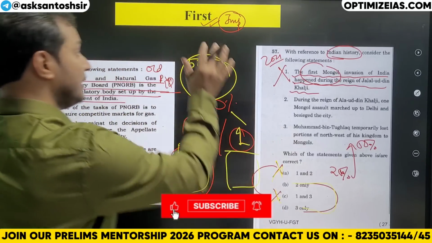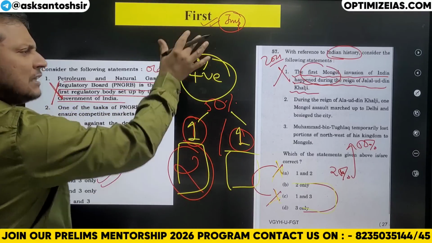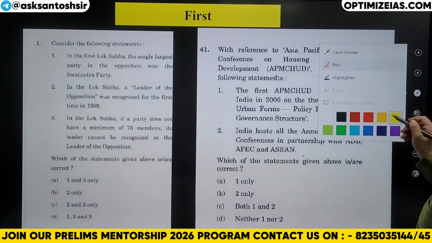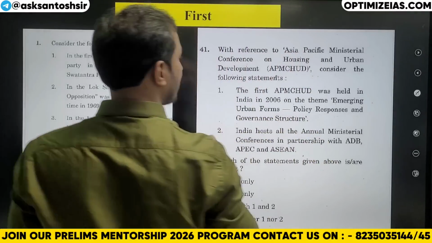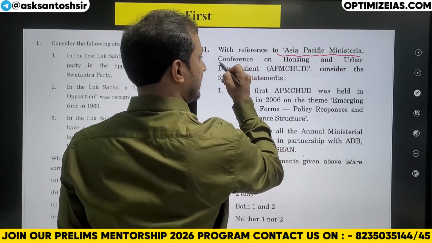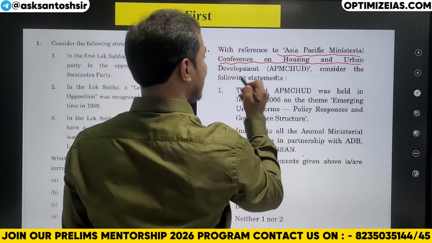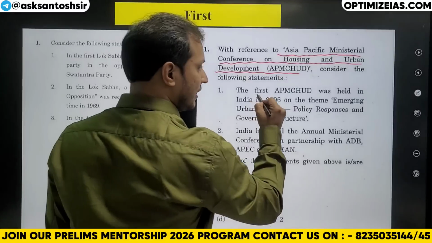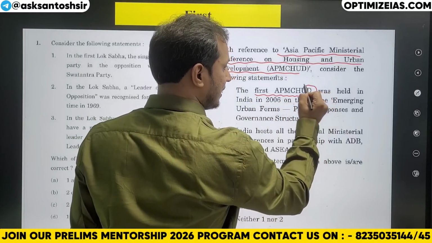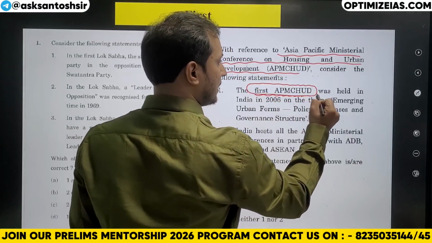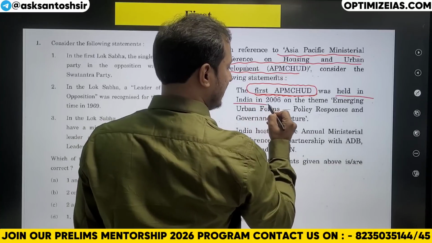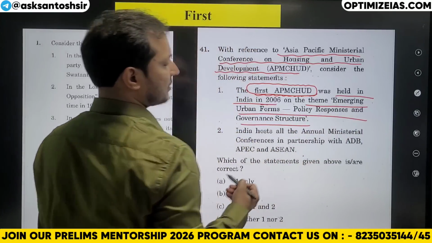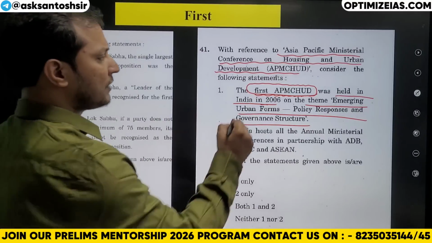Okay, so this is a very important technique. "First" is used multiple times in the prelims examination. Let me show you more questions. In international relations, you can see here, with reference to the Asia Pacific Ministerial Conference on Housing and Urban Development, consider the following statements. The first Asia Pacific Ministerial Conference on Housing and Urban Development was held in 2006 on the theme Emerging Forum and Policy Response Structure. So they have talked about the first conference.